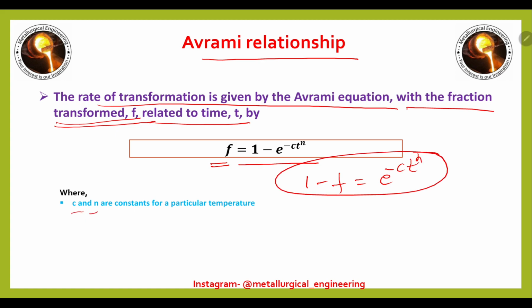Where c and n are constants for a particular temperature, we can directly put the fraction transformed into this equation and we can calculate the constants c and n, if t is given.